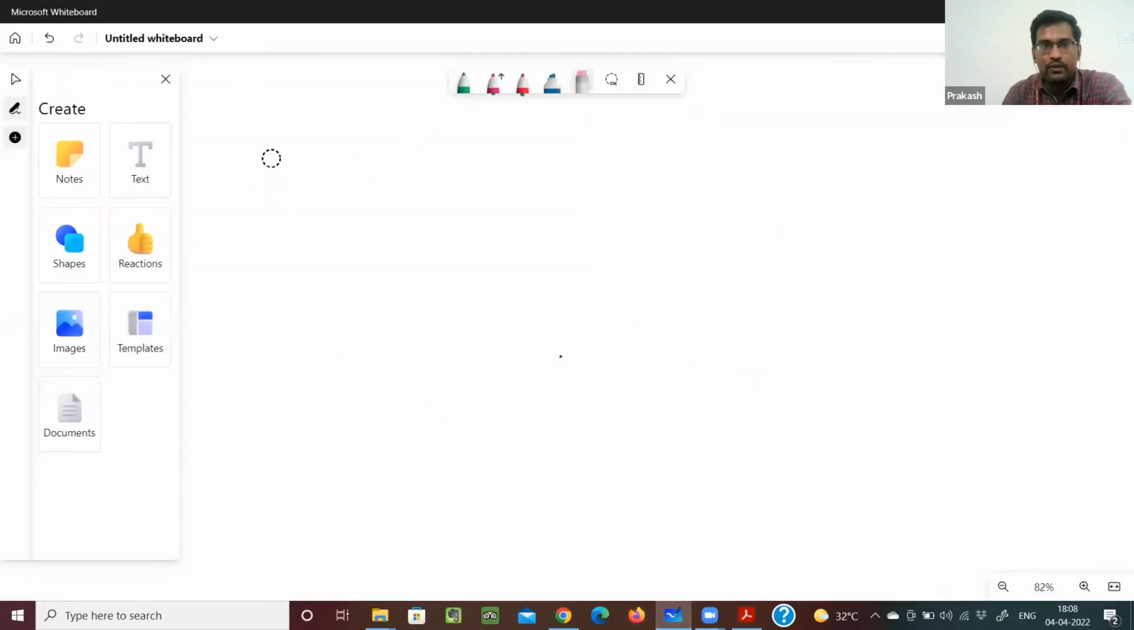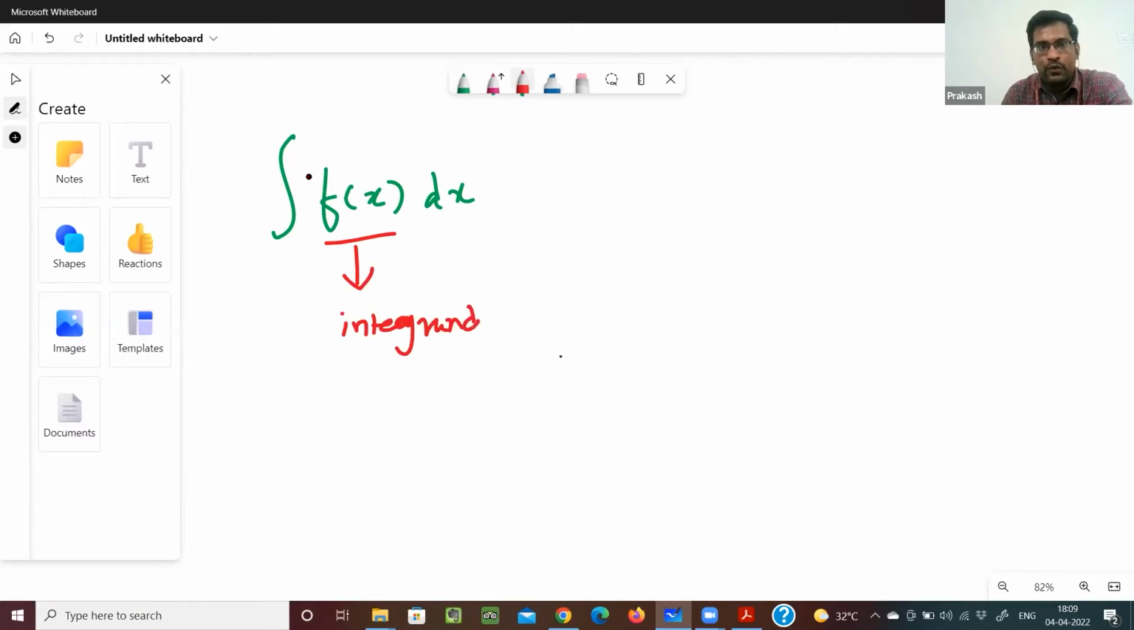Here, the first integral. If I take f of x, integrating f of x with respect to x, we know what an integrand is. This is called the integrand. Whenever this integrand involves a trigonometry function, how can we find this integral value? That is very important.